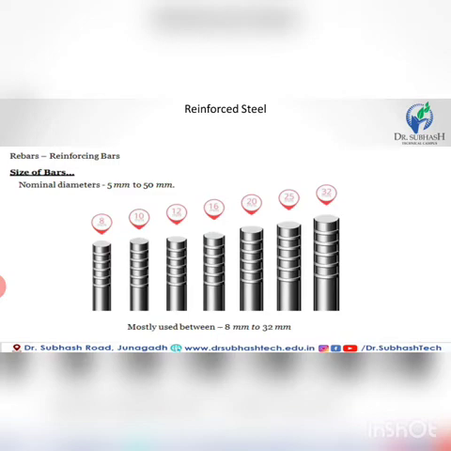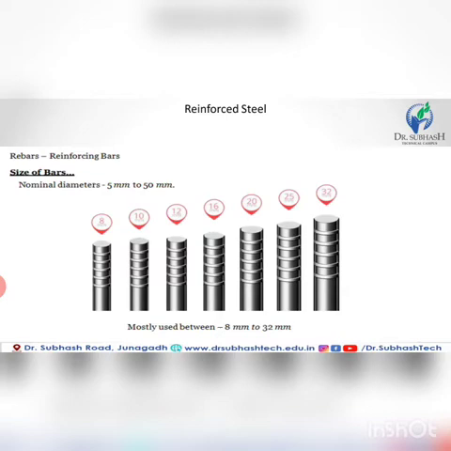Characteristic strength Fy is equal to 250 Newton per mm square. Mild steel bars are also known as Fe250 because the yield strength of this steel, Fy, is equal to 250 Newton per mm square. The stress strain curve of mild steel has a clearly defined yield point.